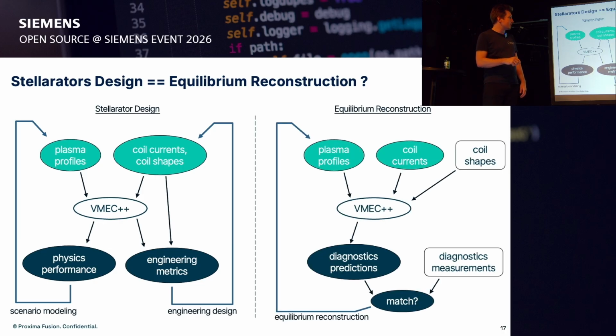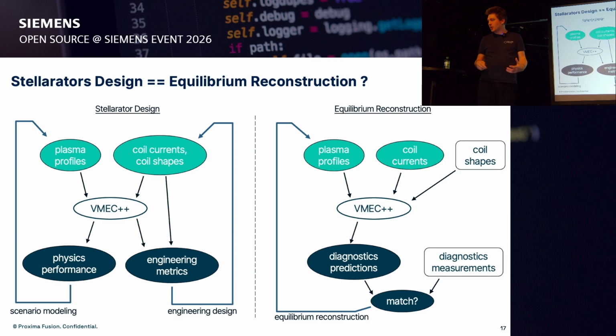And in equilibrium reconstruction, you have the same modeling setup, except that now you have fixed coil shapes, because when you have the machine you want to analyze, the coils are not going to move. Then you calculate predictions for what the measurement instruments, the diagnostics, will measure. And you have some actual diagnostic measurements in your experiment, and then you look whether they match. If they don't match, you iterate over the inputs to the simulation code. And you see that this is a rather similar workflow. So you always have this simulation code in the center, some parameterized input, and some metrics that you optimize for.